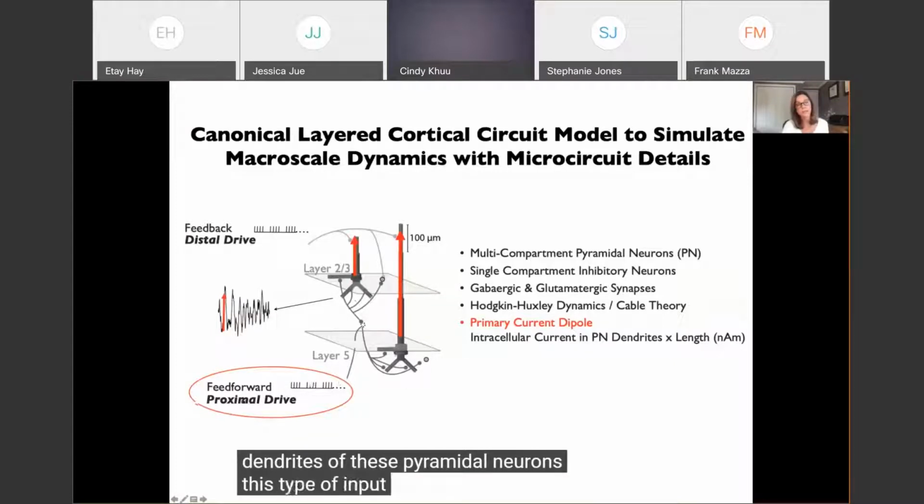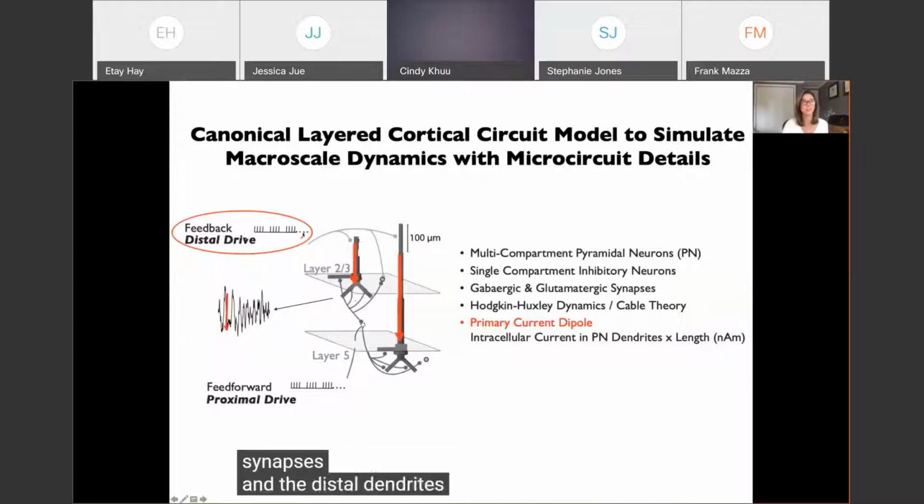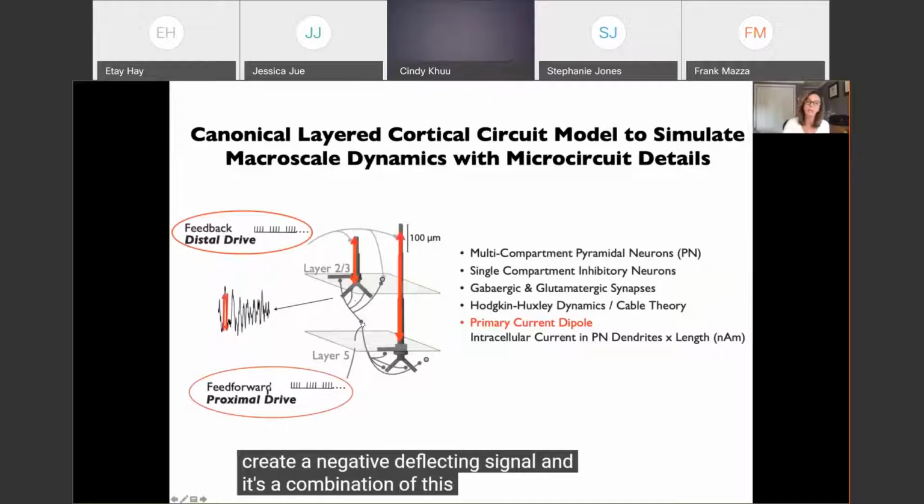This type of input would push current flow up the dendrites to create a positive deflection in our signal. Similarly, we could simulate feedback input as a predefined pattern of action potentials that activate excitatory synapses at distal dendrites. These push current flow down the dendrites to create a negative deflecting signal. And it's a combination of this feed forward and feedback drive in combination with the local circuit activity that creates this signal that represents our primary current dipole.